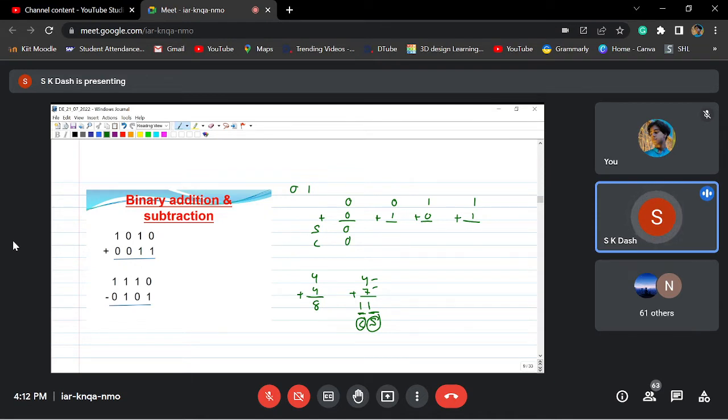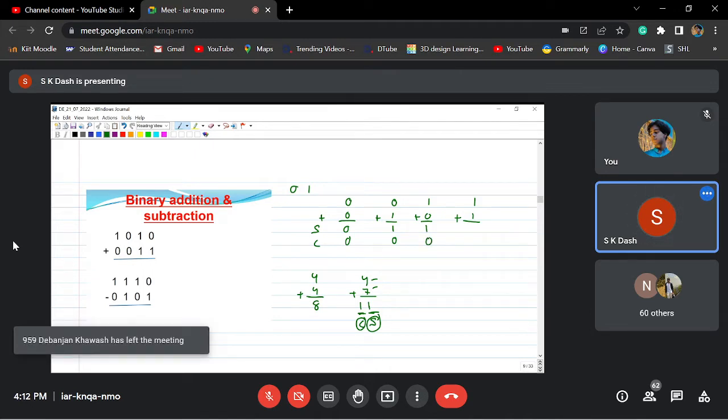Next, 0 plus 1, what should be the result now? Now it is straightforward, 0 1. The sum will be 1, carry will be 0. If you add 1 with 0, sum will be 1, carry will be 0.